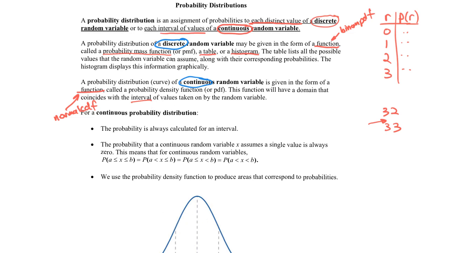So for continuous probability distributions, the probability is always calculated for an interval, like we said, not for an individual value, but an interval of values. And the probability that a continuous random variable assumes a single value is always 0. This means that for continuous random variables, all of these are the same.